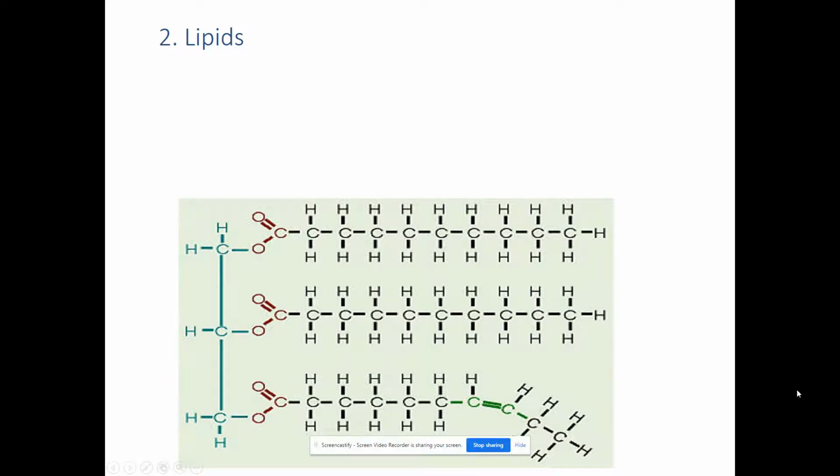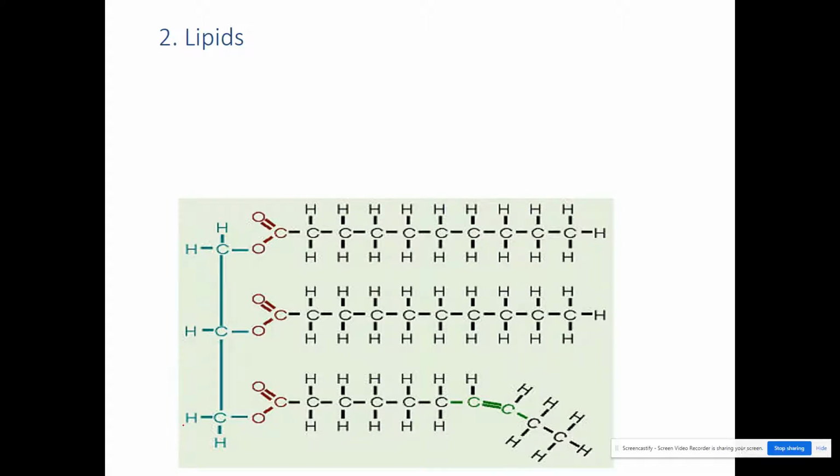All right, everyone. Today we're going to talk about lipids. Lipids are otherwise known as fats, oils, waxes, things that don't mix with water. This picture here is a typical example of what a lipid might look like. There are different kinds, but we're going to focus on ones that look like this.